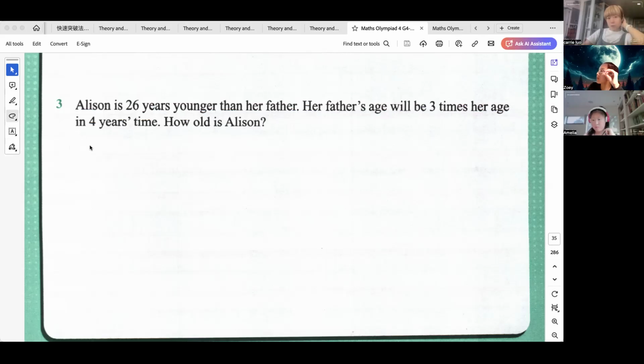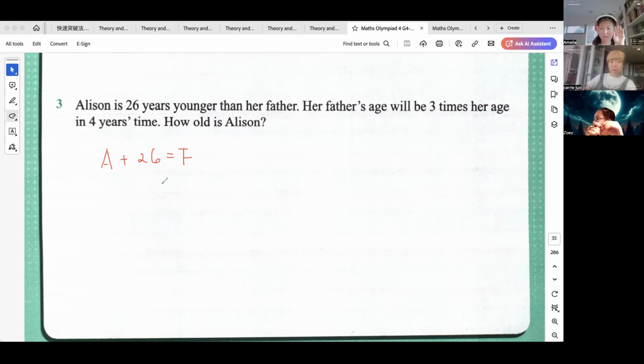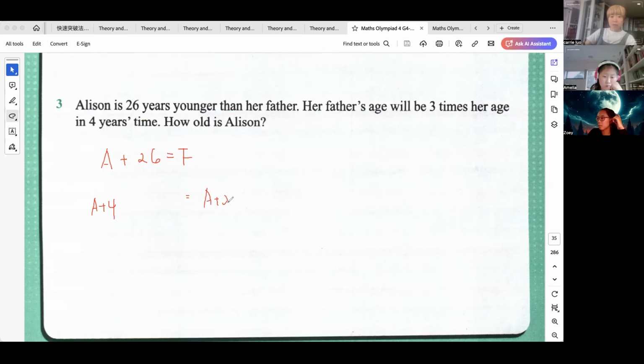Finished? Allison is 26 years younger than her father. So Amelia and Zoe, I want you to have this one. A plus 26 equals father. Get it? So her father is 26 older than her, his daughter, right? So her father's age will be 3 times her age in 4 years' time. So Allison will be A plus 4, right? And her father will be what? A plus 26 plus 4, correct?